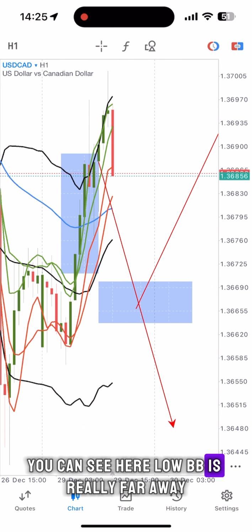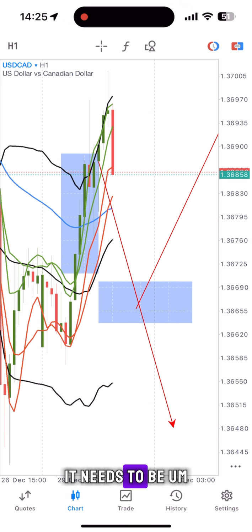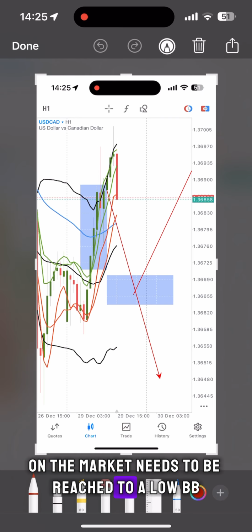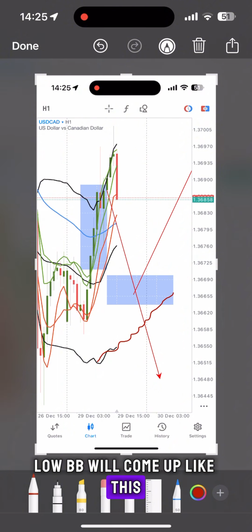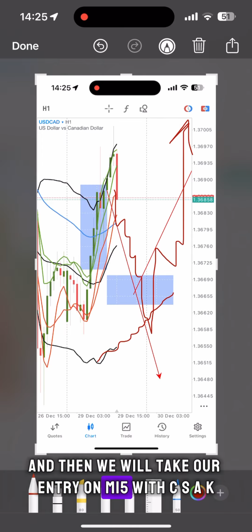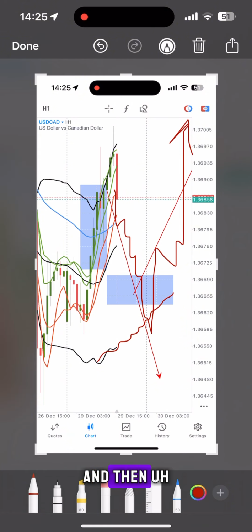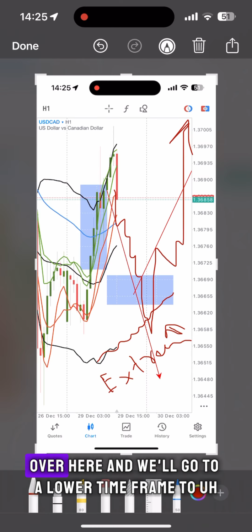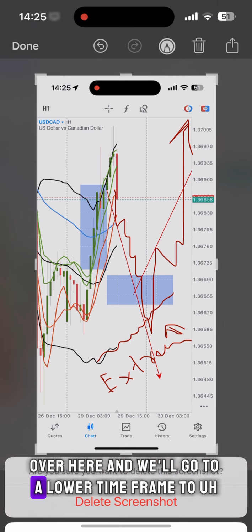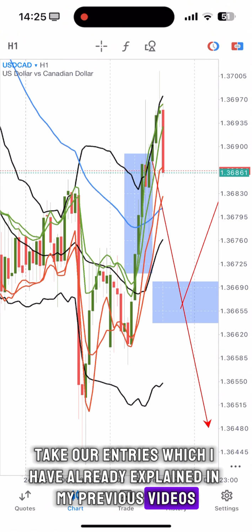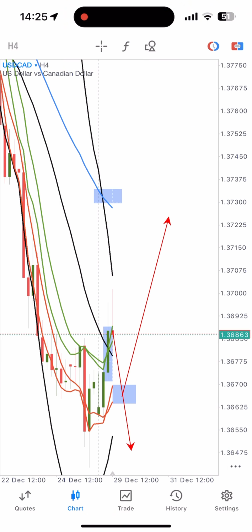You can see here low BB is really far away. The market needs to reach to low BB. Low BB will come up like this. Market will go like this and rejects it, and then we will take our entry on M15 with CSAK and then go to EMA 50. It needs to form extreme over here, and we will go to a lower time frame to take our entries, which I have already explained in my previous videos, how to take entries in M15.